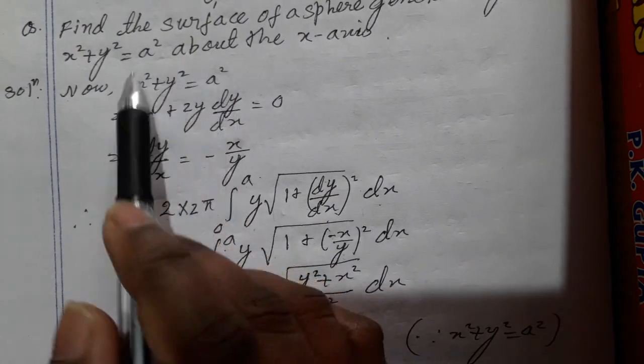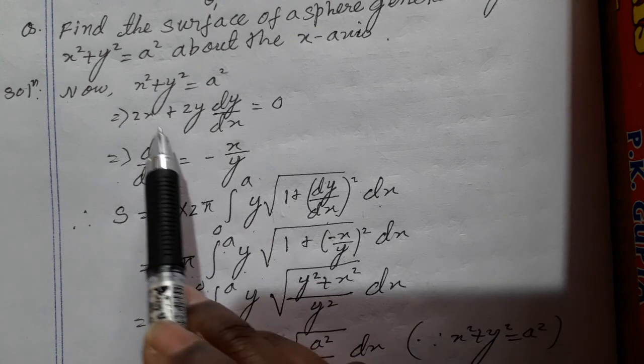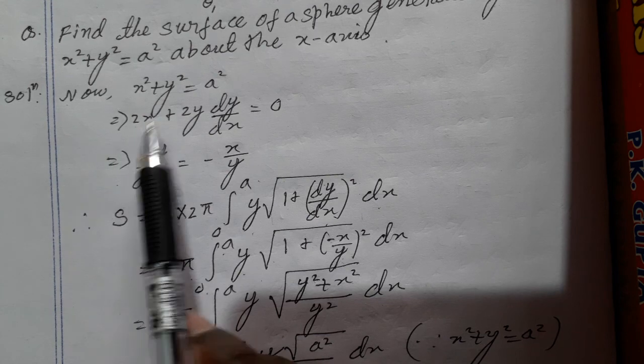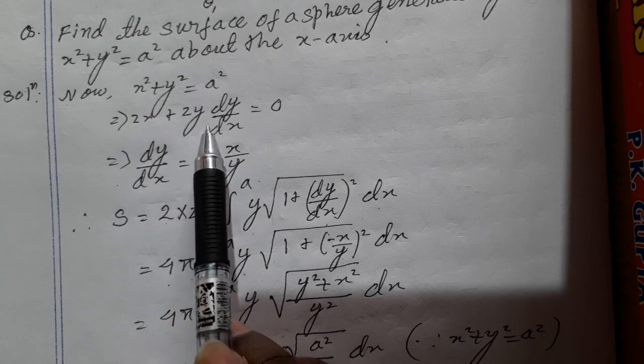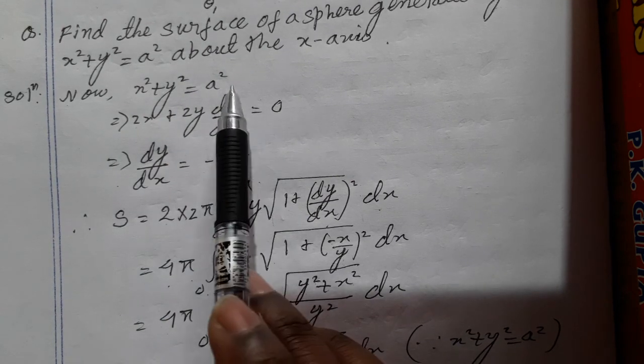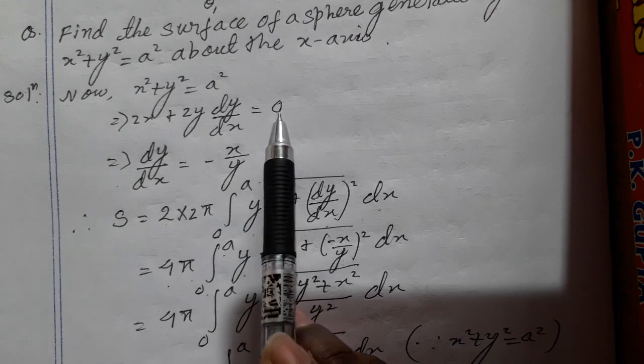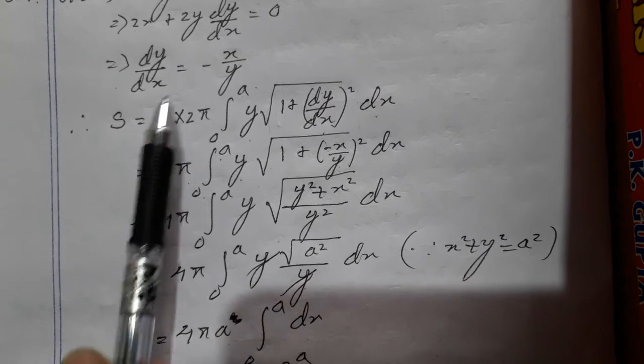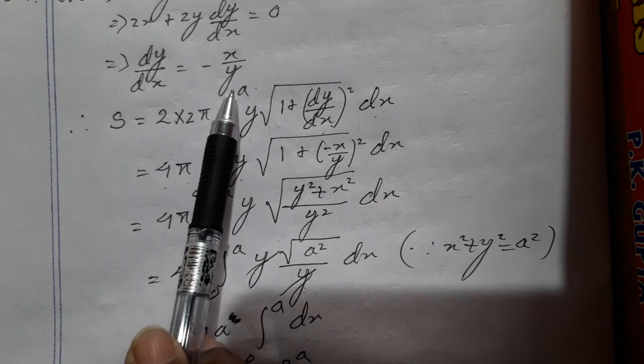So here we have the equation x square plus y square equal to a square. You find what is dy by dx. If you differentiate x square, we get 2x. If you differentiate y square, we get 2y dy by dx, and differentiation of a constant is 0, so we get 0 here. From there we find dy by dx, which is minus x by y.